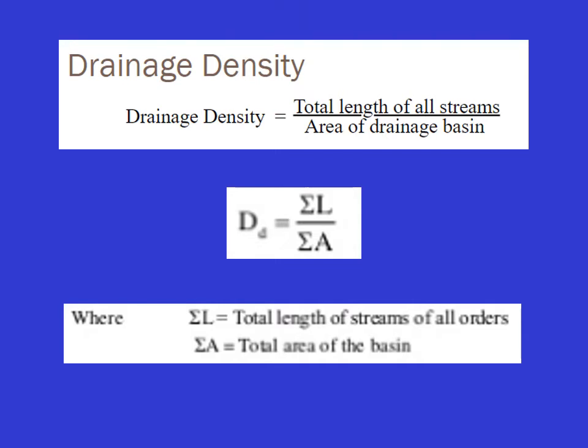dividing the total length of all streams that we measured previously, that is the LU, by the area of the drainage basins, that is, considering all the surface area of the drainage basin in the denominator. So LU, or you can write it as summation of L, total length, divided by summation of A, that is the total area of the drainage basin. That gives you the drainage density of any given area.